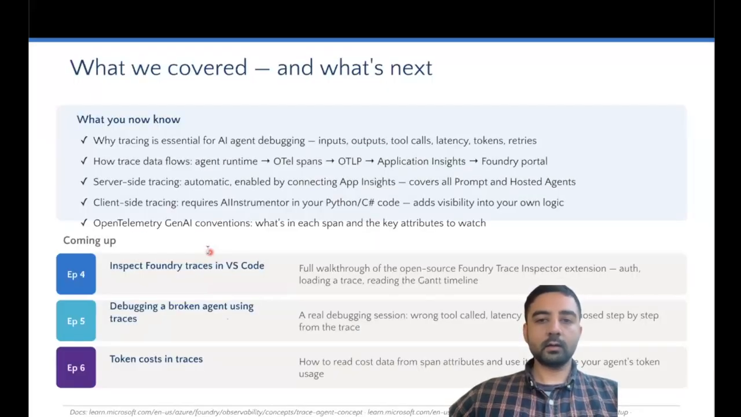So let's recap. Tracing in Foundry is built on OpenTelemetry, and you have two modes: server side, which we saw already, and client side as well, in the previous slide when I showed you the code example. And in the next episode, we'll take one of these traces and look at it in VS Code using the Foundry Trace Inspector extension that I built. We'll walk through the authentication setup, loading a specific trace by a response ID, and reading the Gantt timeline, and then what to look at when something goes wrong.